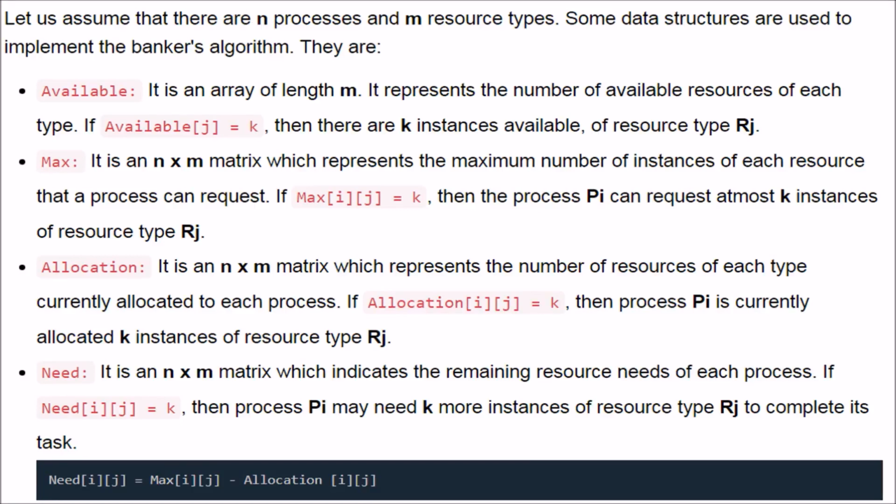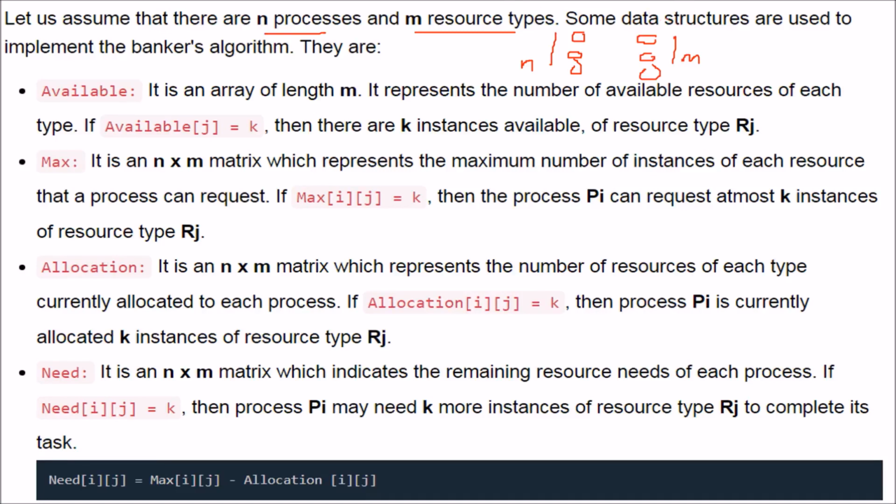Let us assume in operating system terms there are n processes and we have m resource types. These are n processes, and these are m resource types. There can be various instances also.